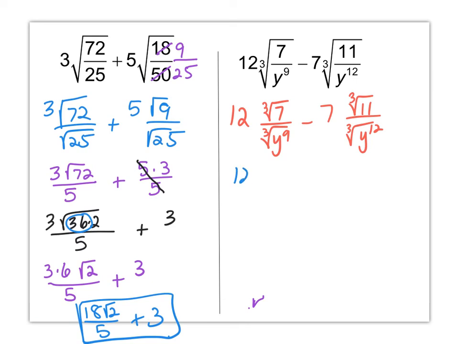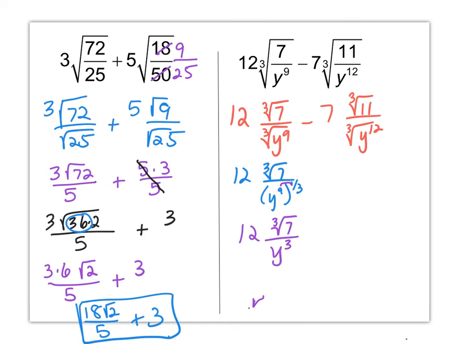We can write the first term as 12 times the cubed root of 7 over the cubed root of y to the 9th. Well, the cubed root of y to the 9th can be written as y to the 9th raised to the 1/3 power, and that can be simplified as well. So we can write this as 12 times the cubed root of 7 over y to the 9th to the 1/3. Using the power rule for exponents, when we have a power to a power, we multiply. So 9 times 1/3 is 3. So we can write this as y to the 3rd.